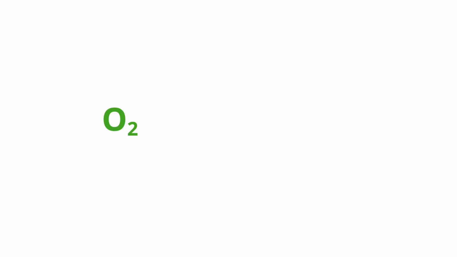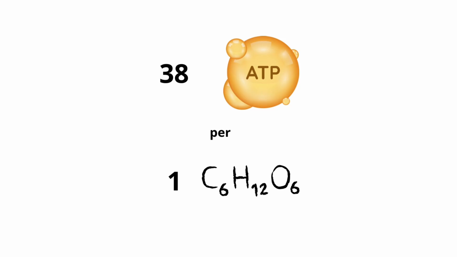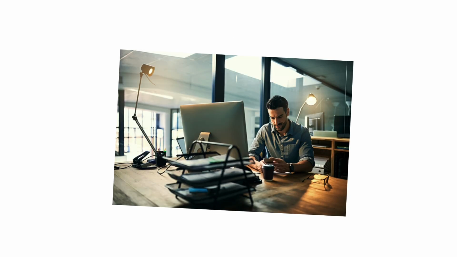Oxygen then acts as the final electron acceptor, combining with hydrogen to form water. So let's total it up. If glycolysis produces 2 ATP, and if the Krebs cycle also produces 2 ATP, and if the electron transport chain produces 34 ATP, that sums up to 38 ATP per glucose molecule. That's incredible efficiency, and your cells do it non-stop to keep you alive.